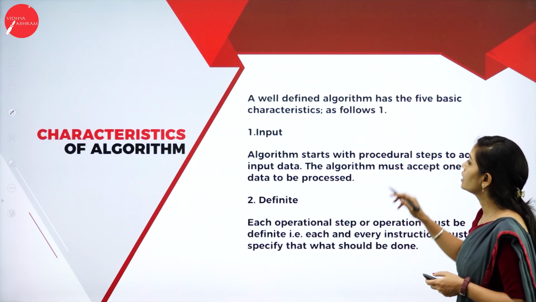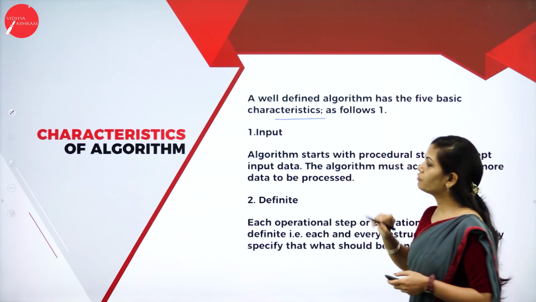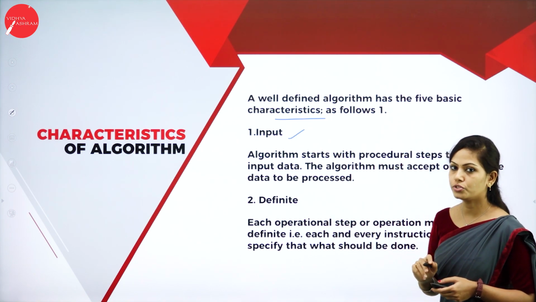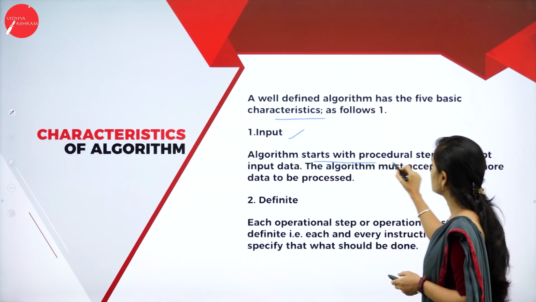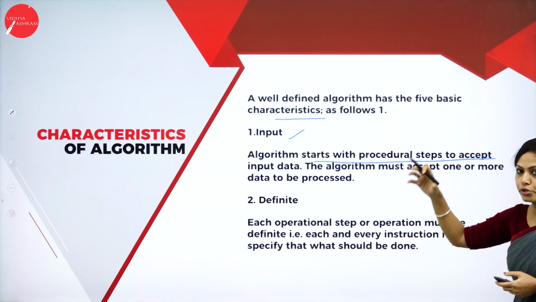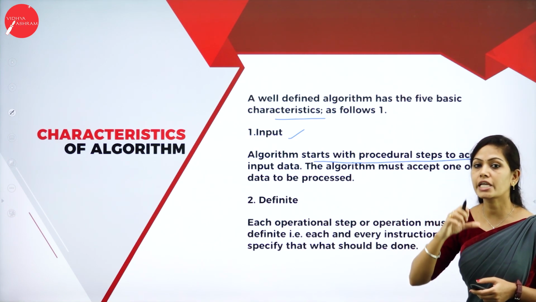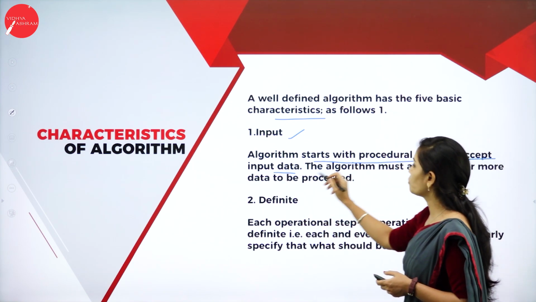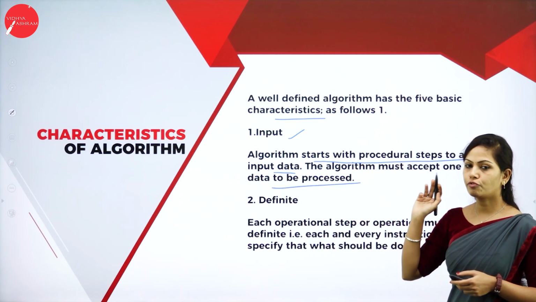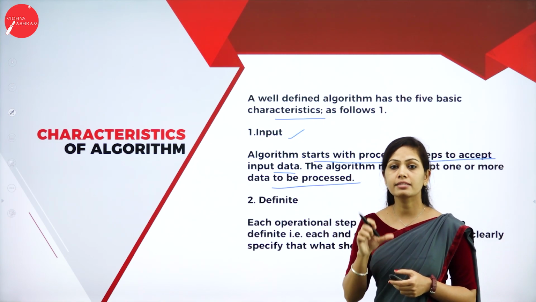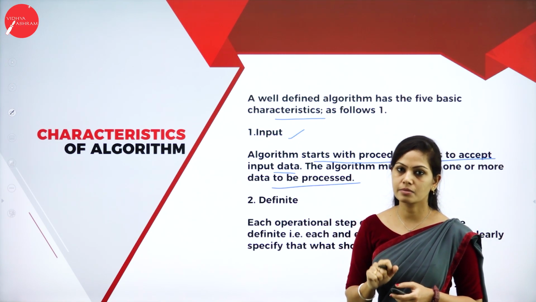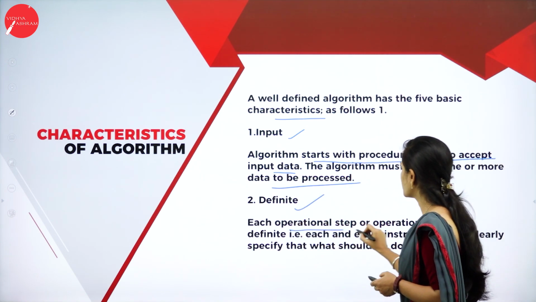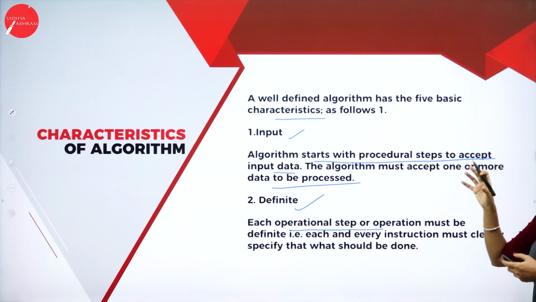So, here we have the characteristics of an algorithm. Very important question: what are the characteristics of a well-defined algorithm? The first characteristic is input. The algorithm starts with procedural steps to accept input data. The algorithm must accept one or more data to be processed. So, first the user has to check the input data. And definiteness: each operational step or operation must be definite.